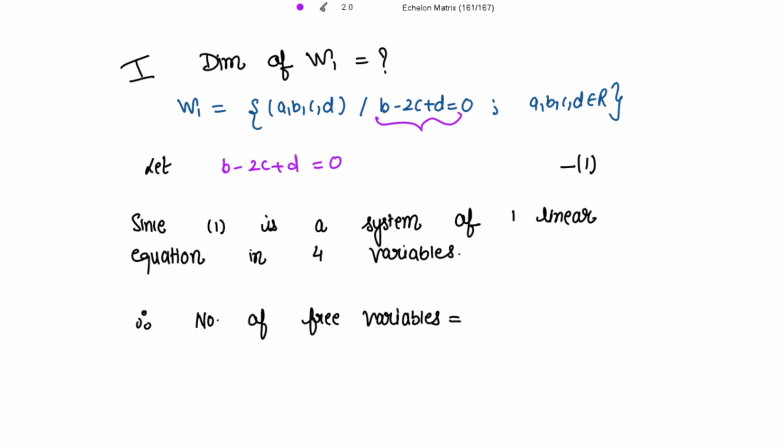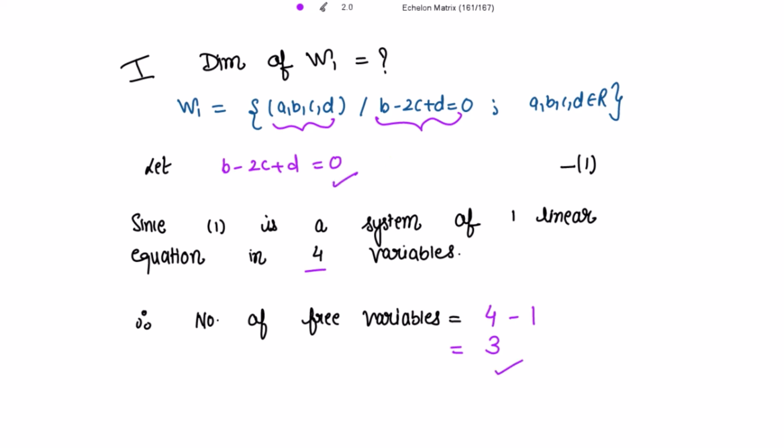Now since 1 is a system of one linear equation in 4 variables, because I'm having vectors with the elements A, B, C, D, there are 4 variables. So the number of free variables is equal to the number of variables, that is 4, minus the number of equations. I'm having only one equation over here, so writing here 1. So this is equal to 3. So the number of free variables is equal to 3.